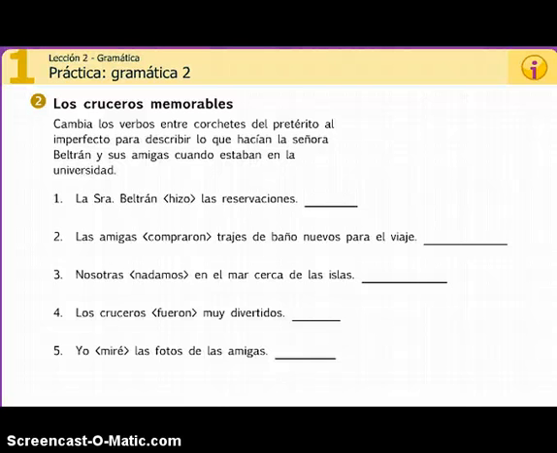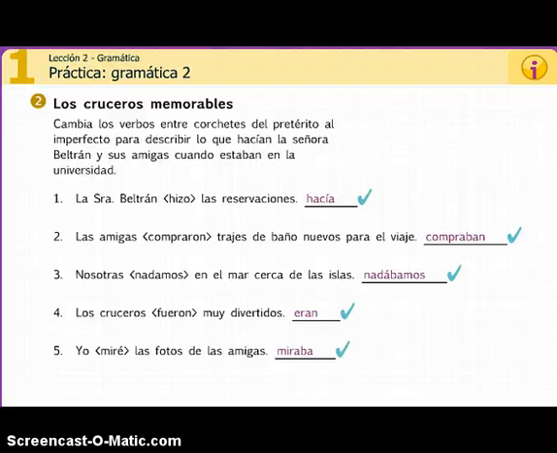So this is a great activity because you have to look at the verb, recognize that it's in the preterite, think about what its infinitive is, and then you're going to be rewriting the verb in the imperfect tense. Go ahead and pause the video at this time while you complete the activity, and then we will check our answers together.